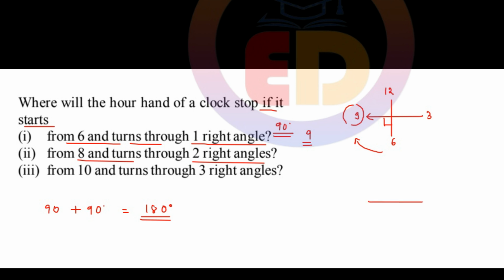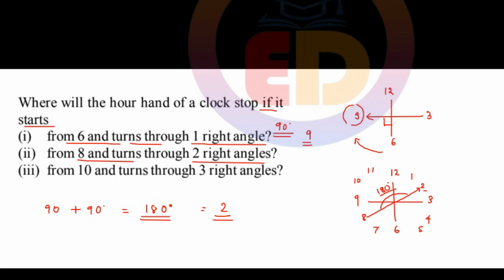So what you can do is you can draw a clock. 12, 3, 6 and 9. This is 7, this is 8, 1, 2, 4 and 5, 10 and 11. So if the clock is at 8, 180 degree means it will be exactly in the opposite direction, so it will come at 2. This is the 180 degree movement. So two right angles means 180 degree. At 180 degree the clock will show 2. So second question answer will be the clock will show, or it will reach at 2.